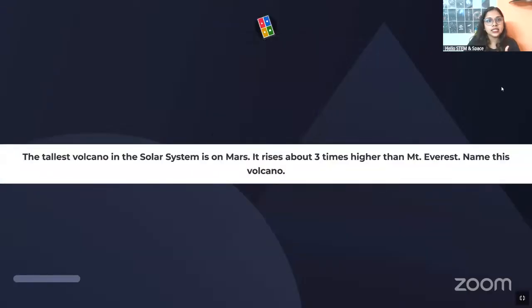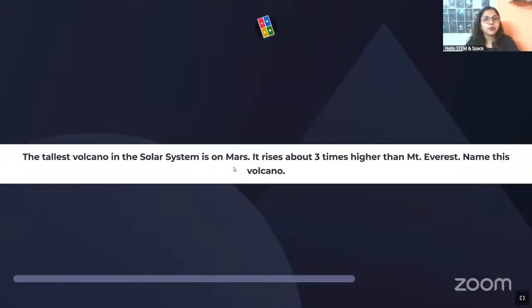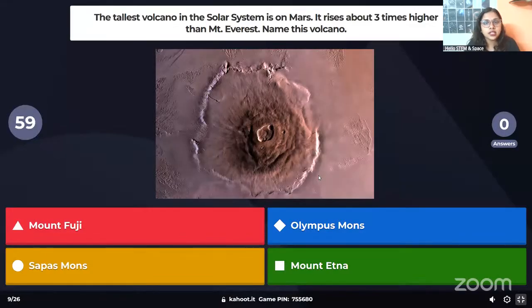Okay, so let's see the next question. The tallest volcano in the solar system is on Mars. It rises about 3 times higher than Mount Everest. Name this volcano. So which volcano is actually the tallest volcano in the solar system? One of the clues is it's on Mars, and it's 3 times higher than Mount Everest. So what is the name of this volcano?